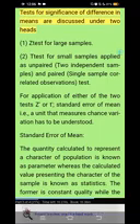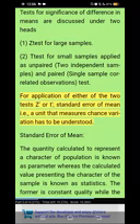Tests for significance of difference in means are discussed under two heads. 1. Z test for large samples. 2. T test for small samples, applied as unpaired, two independent samples, and paired, single sample correlated observations test. For application of either of the two tests, Z or T, standard error of mean, i.e., a unit that measures chance variation, has to be understood. Standard error of mean. The quantity calculated to represent a character of population is known as parameter, whereas the calculated value representing the character of the sample is known as statistics.